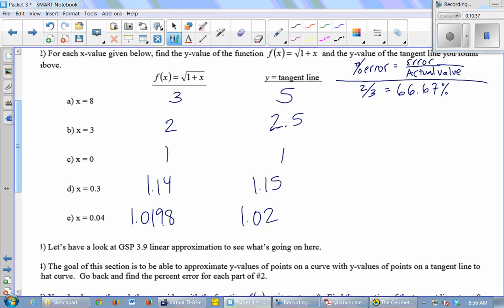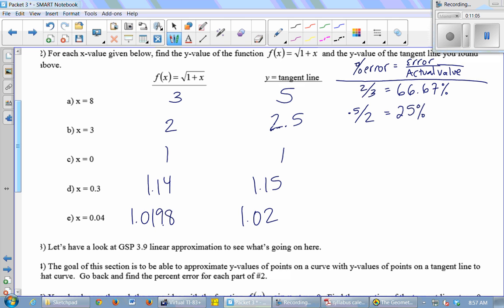And then in my next one, when x equals 3, my amount of error is a half. I'm off by a half. But I want to compare that to the value I was shooting for of 2, right? So my percent error, 0.5 divided by 2, is 25%. Big jump in closing the error percentage.